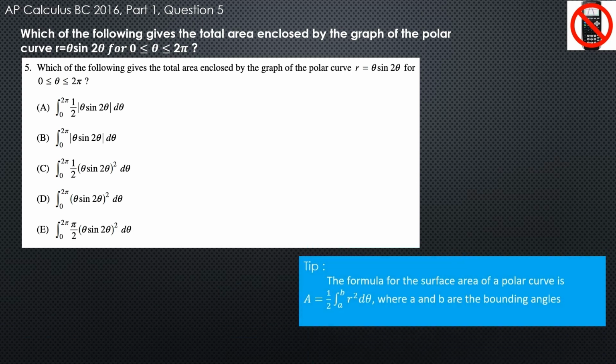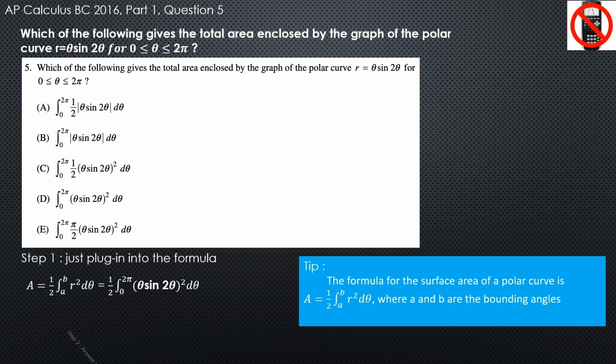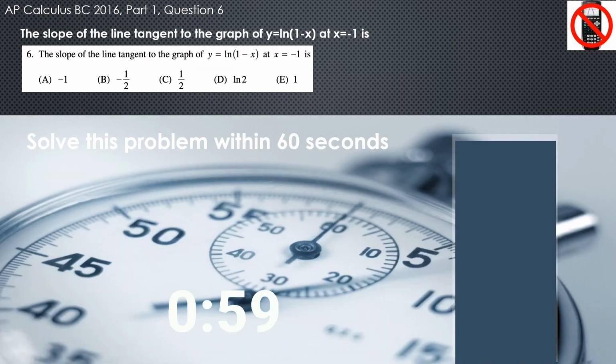The formula for the area of a polar curve is A = 1/2 integral from a to b of r squared d theta, where a and b are the bounding angles. Step 1. Just plug into the formula. The answer is C.